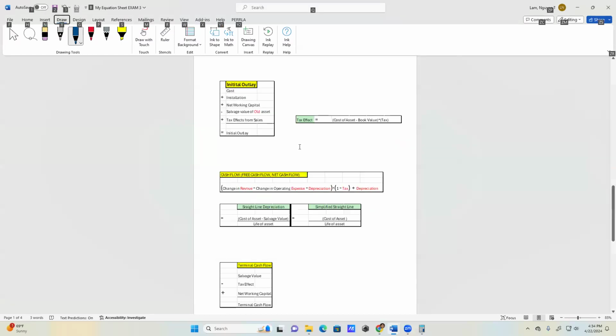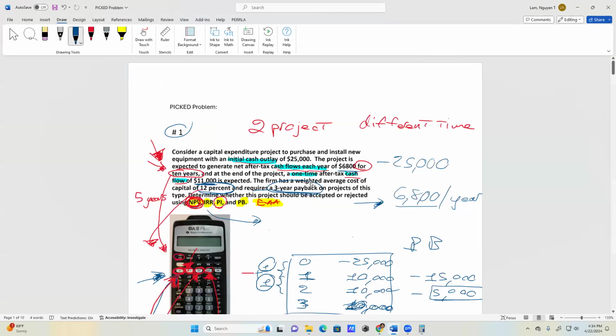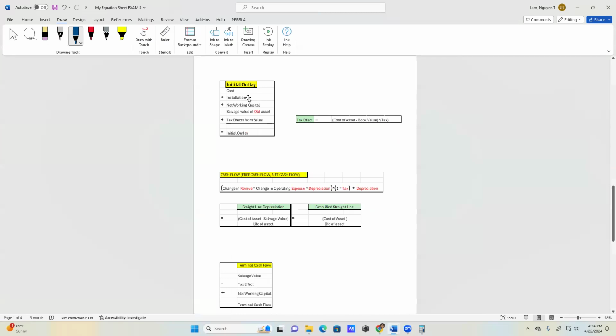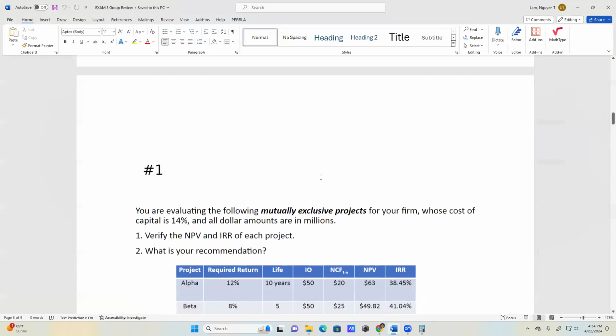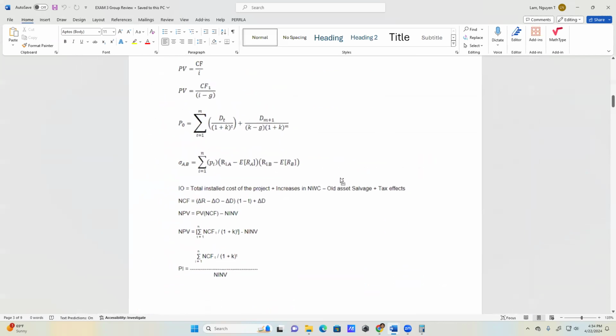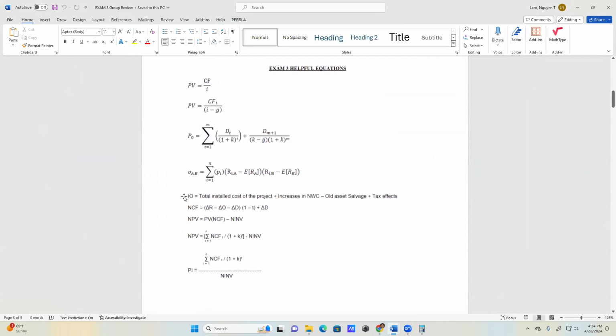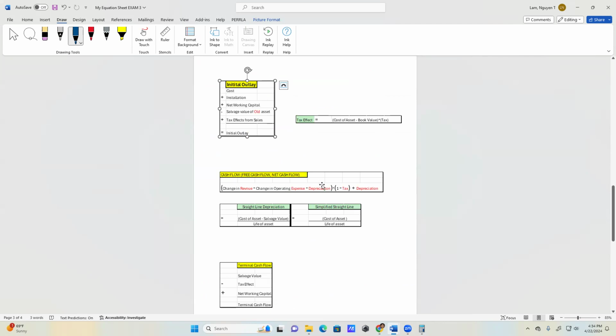Before we jump right in, I want to tell you guys again, initial outlay is something that's given to you right here. However, jumping into chapter 12, initial outlay, you have to find it. There's an equation for you to find it, and it's also given to you on the exam, on the formula sheet right here. That's one thing you have to find.